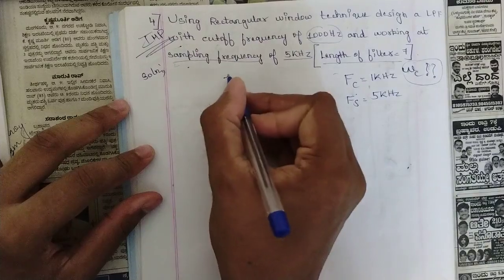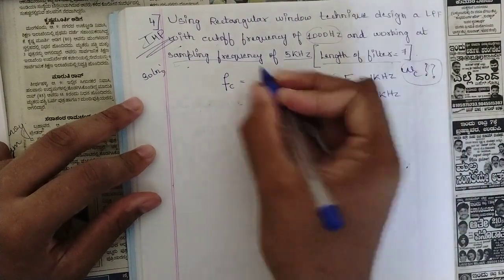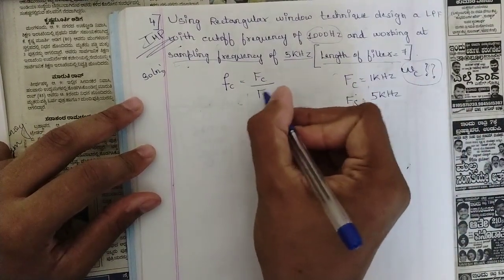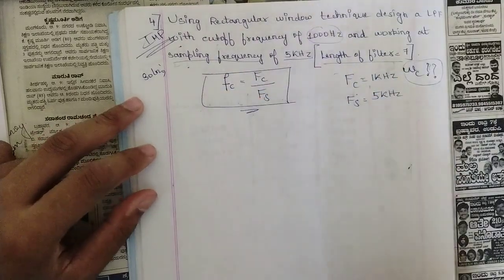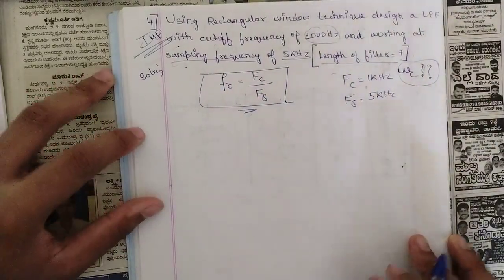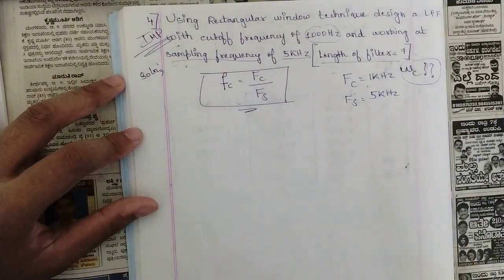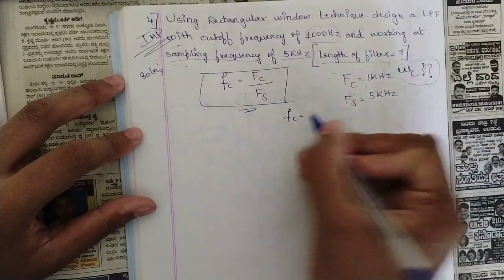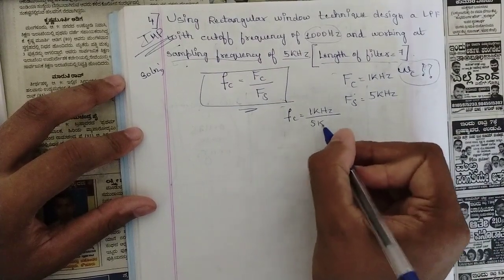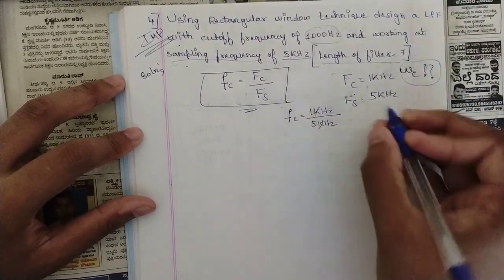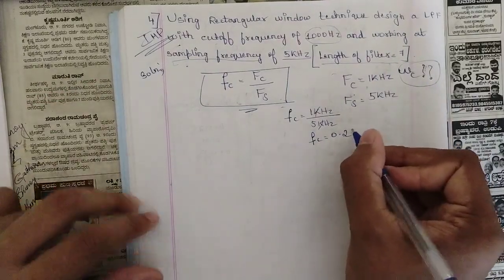First we should be finding the value of small letter fc. The formula for this is fc divided by fs, that is the cutoff frequency divided by sampling frequency, which gives the overall general bandwidth cutoff frequency, that is small letter fc is equal to FC by FS. This you should be remembering. So what would our fc be? 1 kilohertz by FS is 5 kilohertz, so kilo would get cancelled. 1 by 5 is equal to 0.2.